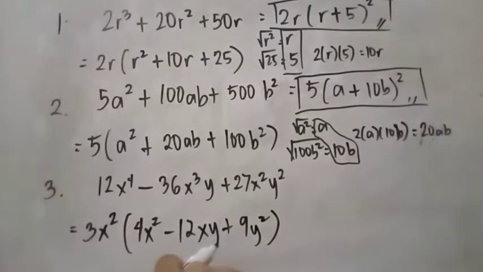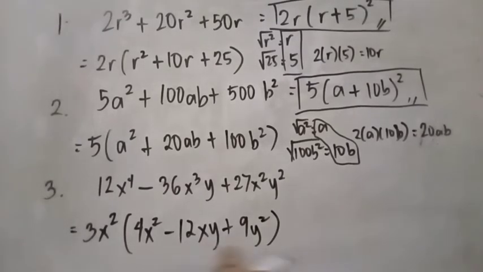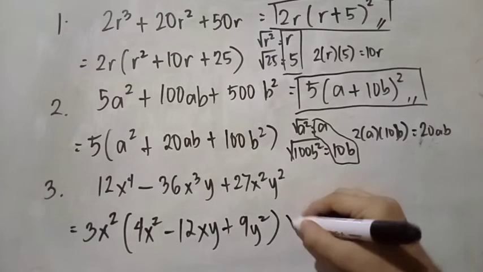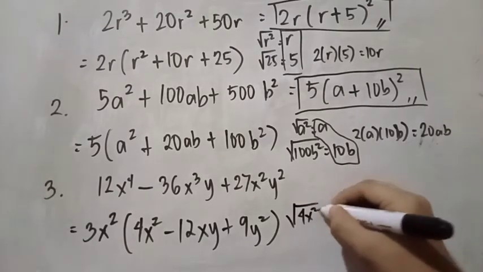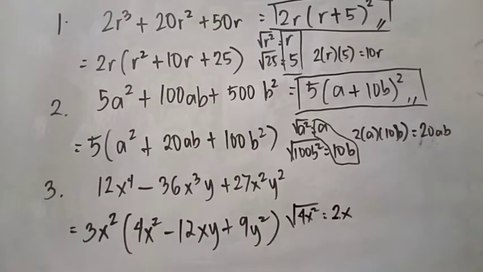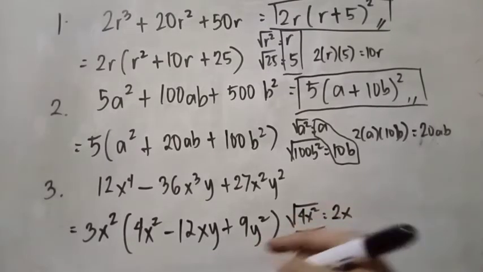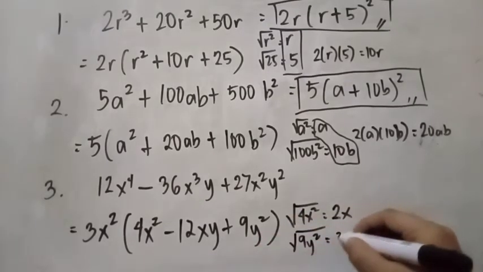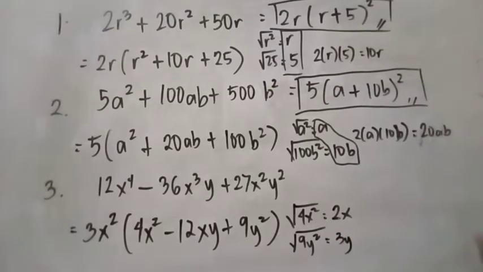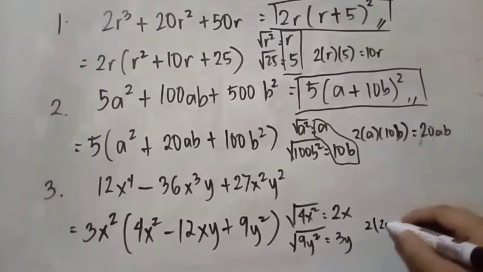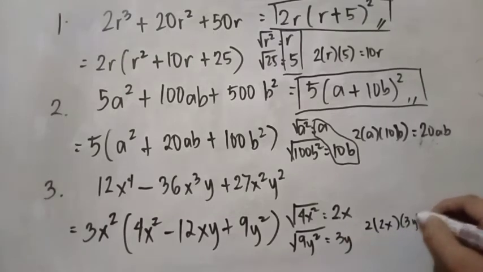Tapos, let's see kung perfect square trinomial ito. Kunin natin ang square root ng 4x squared at saka 9y squared. So, 4x squared, square root nun ay 2x. Tapos, yung 9y squared naman, the square root is 3y.